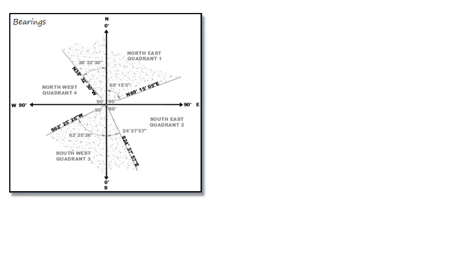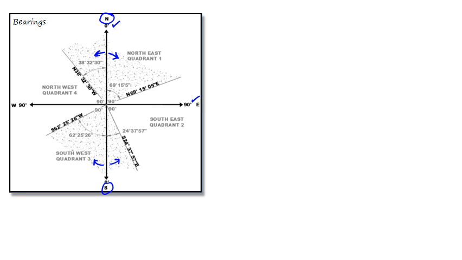Let's start talking about bearings. Bearings are always measured off of the north or south line, and you're traveling northeast, northwest, southeast, or southwest. Now, also notice that bearings only go from 0 to 90 degrees. So there's never a bearing that's greater than 90 degrees.